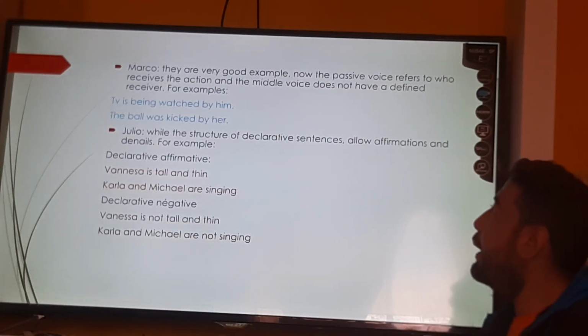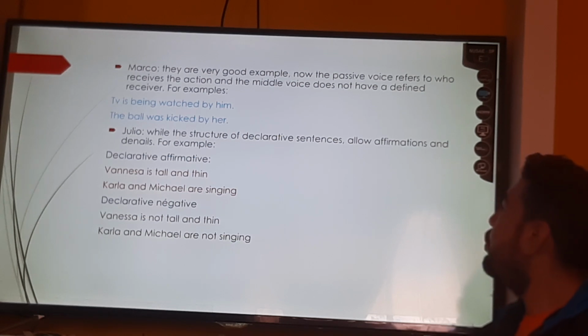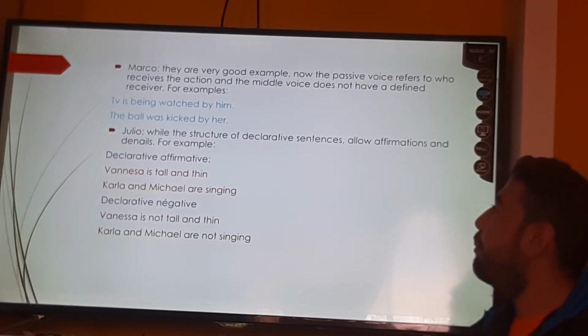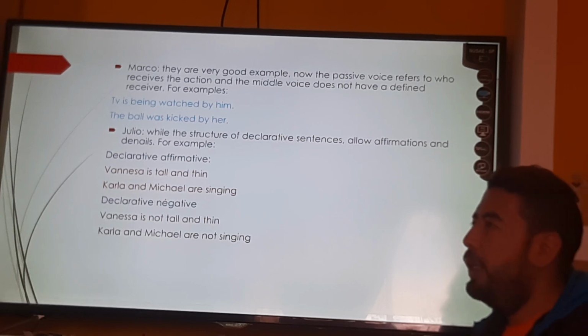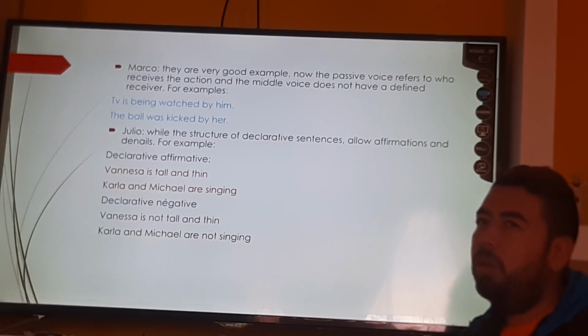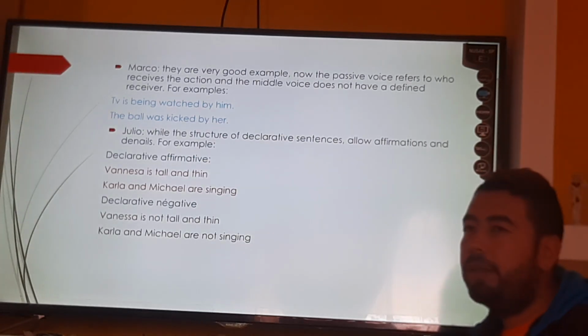Marco: They are very good examples. Now, the passive voice refers to who receives the action, and the middle voice does not have identified receivers. For example, the TV is being watched by him. The ball was kicked by her.